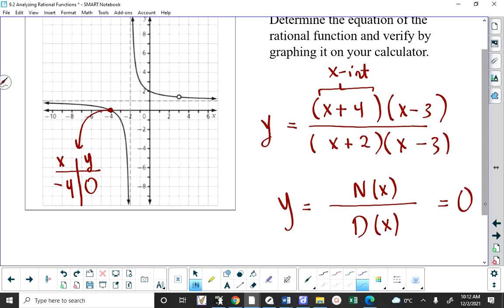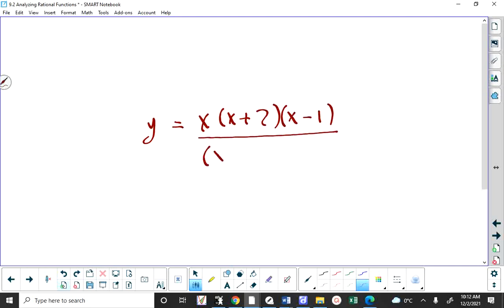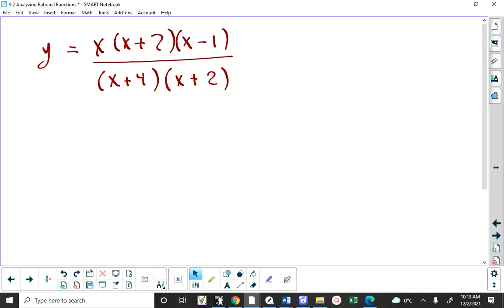Because the Math 30 diploma exam can get downright mean at times, I need to say that there's an exception to everything I've said. If you had the following, let's just say we have y equals x, x plus 2, I've already factored it, x minus 1 over x plus 4, x plus 2. If I had this, yeah, we have time. I think this is worth the effort.